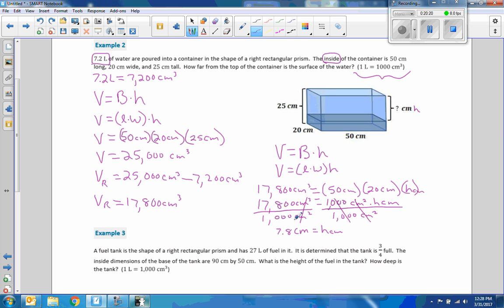Is that correct? No, it's 17.8. So move the decimal 1, 2, 3 places to the left, and it's 17.8 centimeters equals, and I won't put centimeters here, it equals H. So H is 17.8 centimeters.